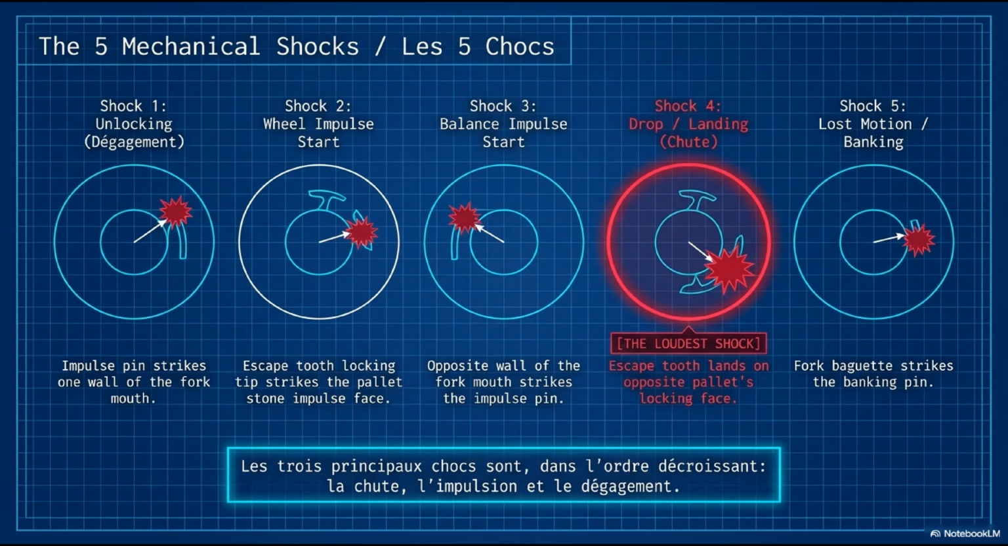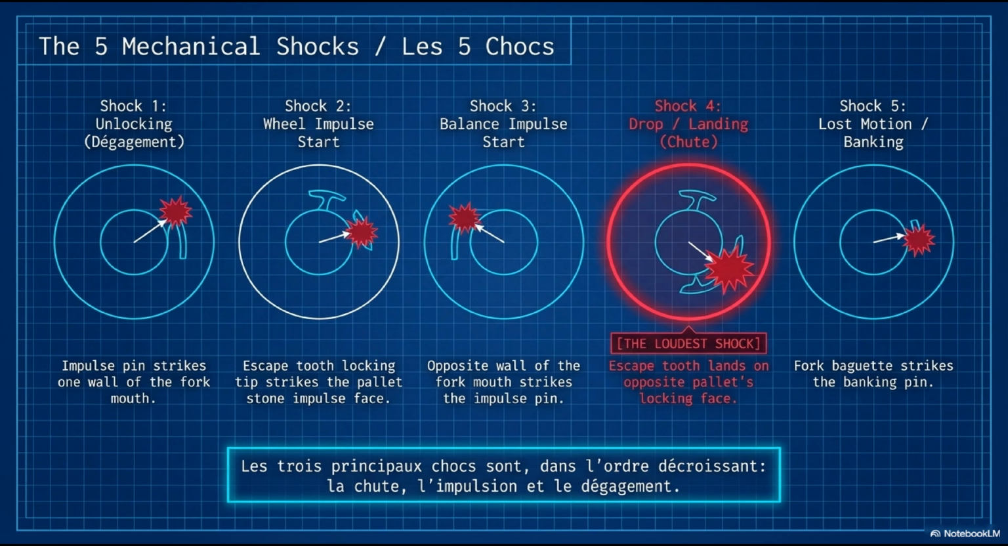Shock 2: wheel impulse start. The escape wheel's locking tip strikes the impulse face of the pallet stone as the wheel begins to advance. More energetic, because the wheel has been accelerating under mainspring torque since it was freed. Shock 3: balance impulse start. The opposite wall of the fork mouth strikes the impulse pin as the fork reaches speed and begins driving the balance. This happens in rapid succession with shock 2.